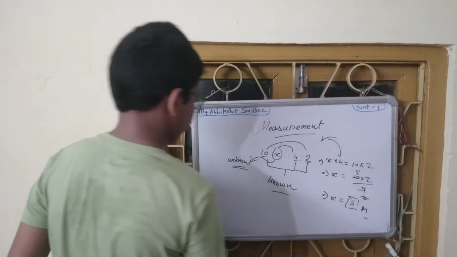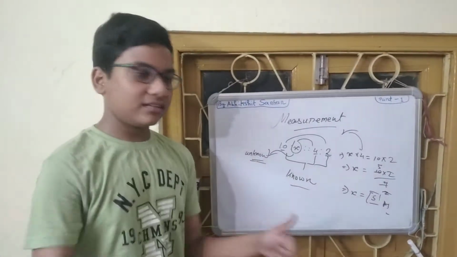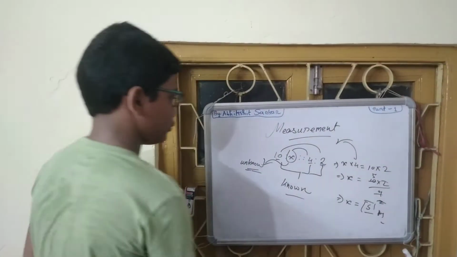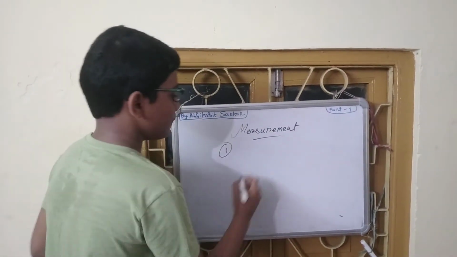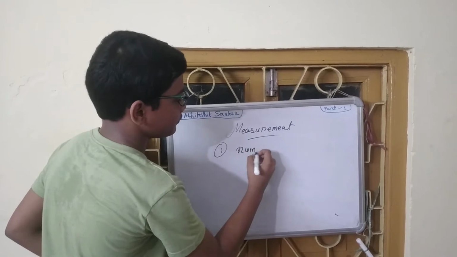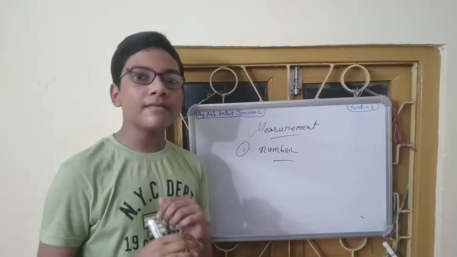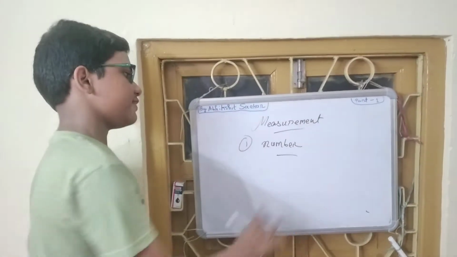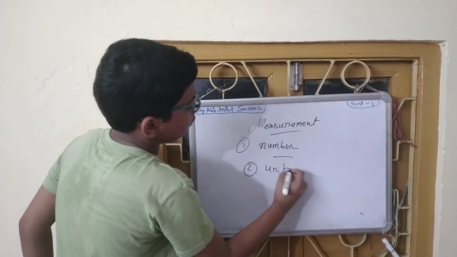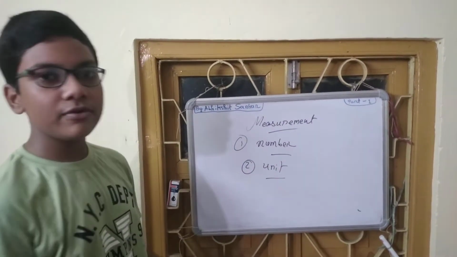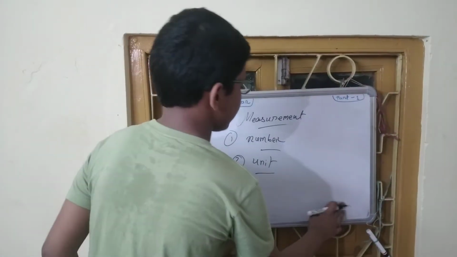For measurement we need two basic things. The first one is a number. Without a number, a measurement is incomplete; we can't do the measurement without a number. The next one is unit. Unit is the same as number: without a unit, we never do the measurement.